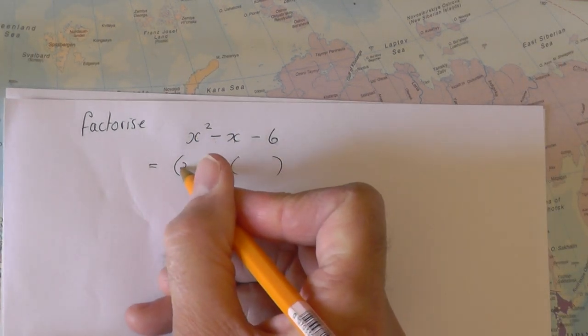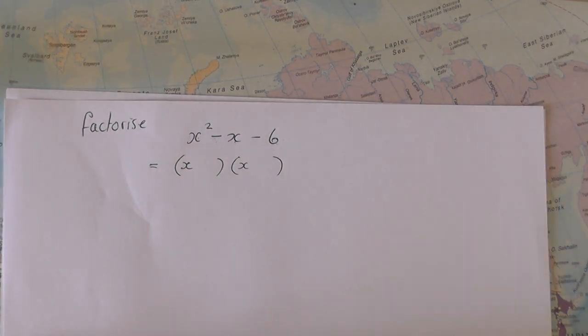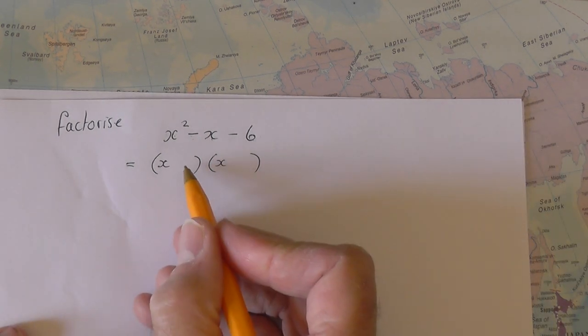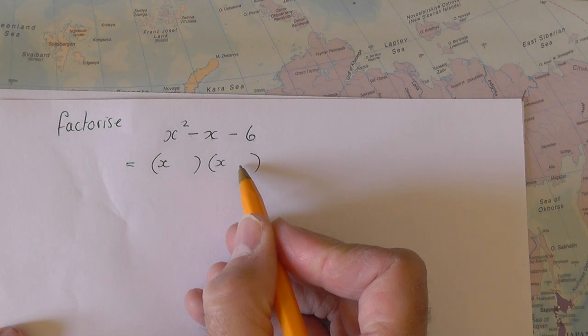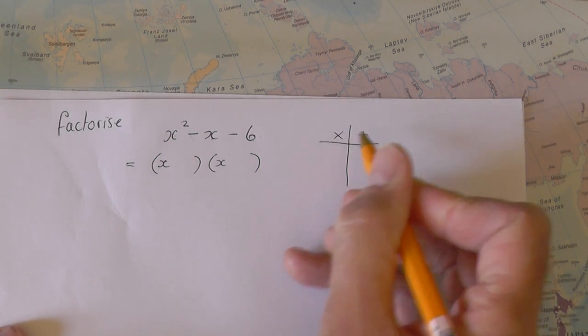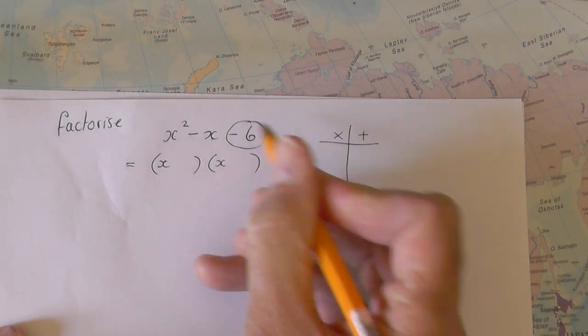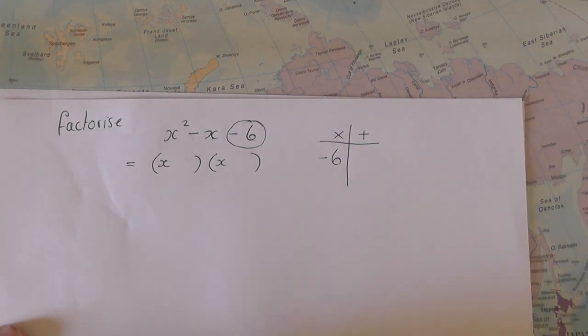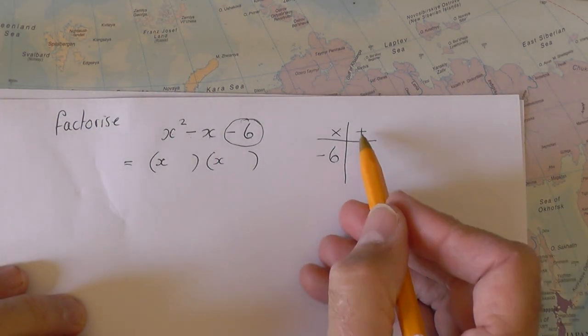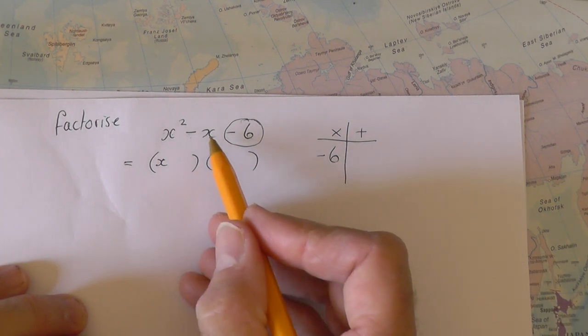Because it's x squared, it must be x with an x. All of that is as per normal for the last few videos. We're looking to find the value that goes there and the value that goes there. To find that, we set up a table at the side with times and plus. The value on the end is -6, goes underneath the times. Now be careful with this, I'll get myself a different colour pen. You've got to write down underneath the plus the value that's in front of the x.